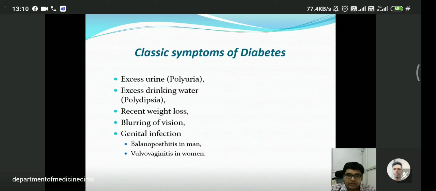diabetes mellitus, high blood sugar, because this blood sugar leaks through the urine and accumulates in the periurethral area. They are a culture medium for organisms like bacteria and various fungi. So balanoposthitis in men, and vulvovaginitis in women. These are presentations of some patients. Okay.